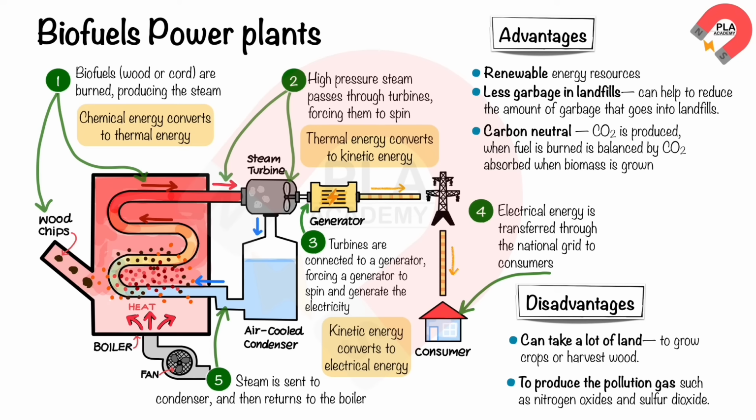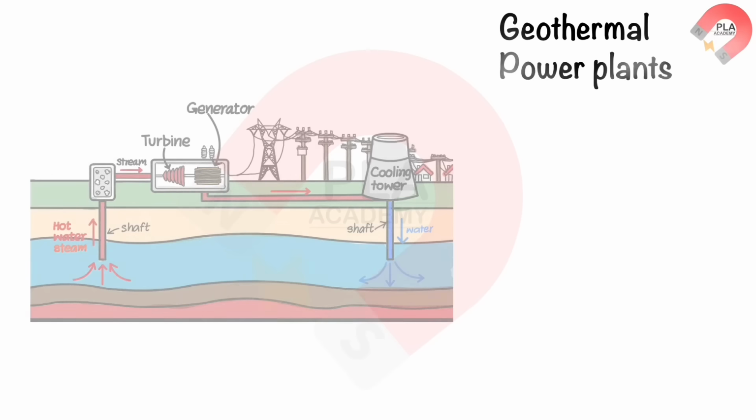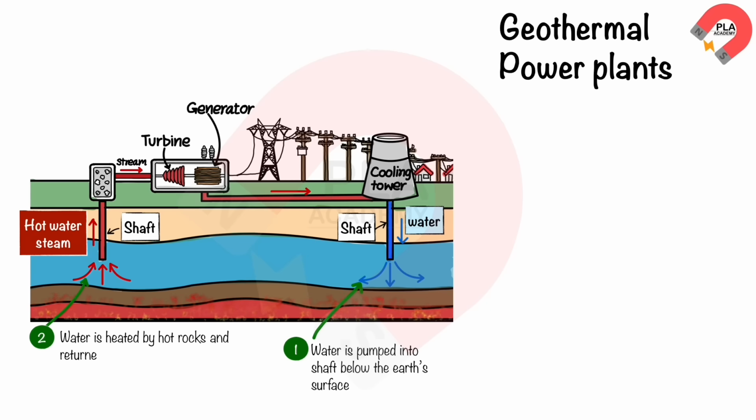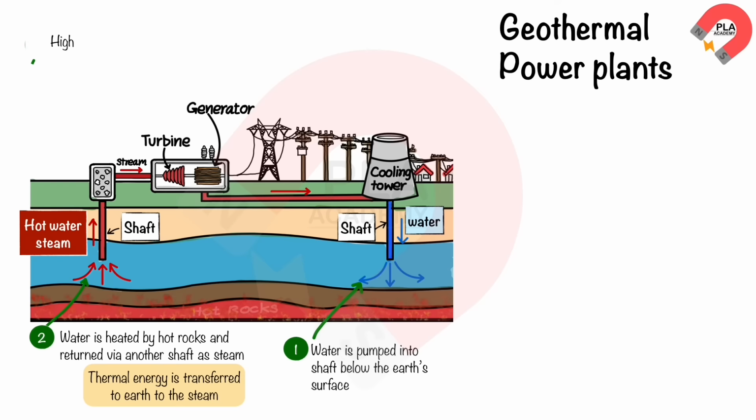Geothermal power plant. Water is pumped into shafts below the Earth's surface. Water is heated by the hot rocks and returned via another shaft as steam. The thermal energy is transferred from the Earth to the water steam.